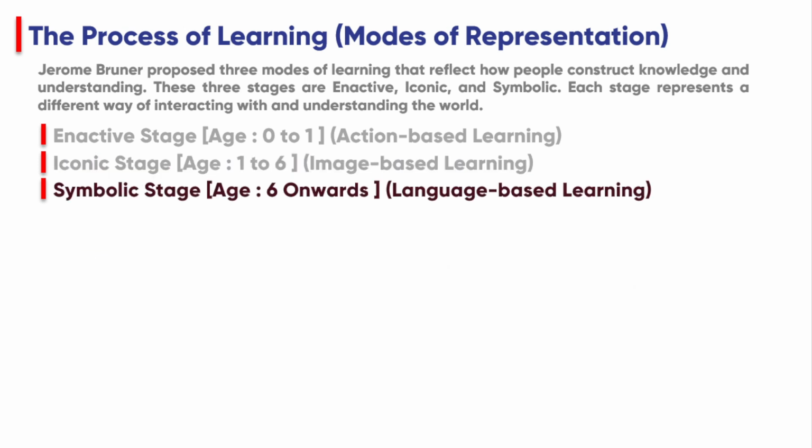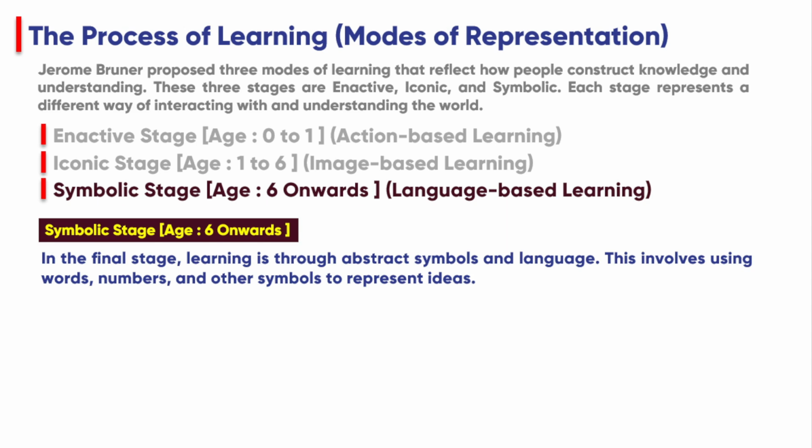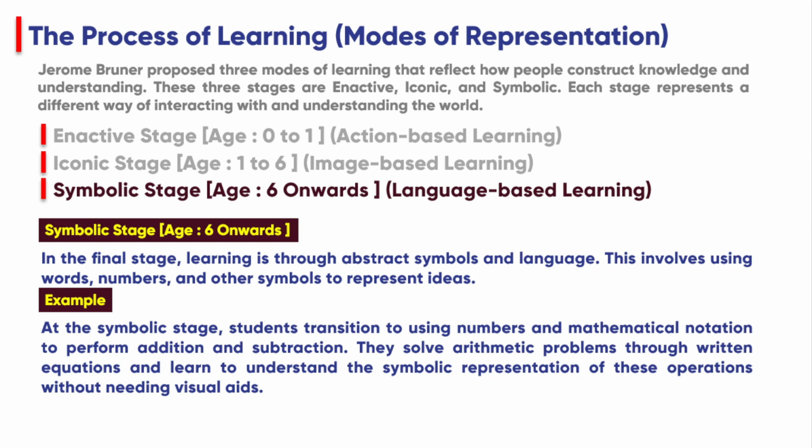The last stage is the symbolic stage. This is from 6 onwards. This is the language-based learning stage. In the final stage, learning is through abstract symbols and language. This involves using words, numbers, and other symbols to represent ideas. At the symbolic stage, students transition to using numbers and mathematical notations to perform addition and subtraction. They solve arithmetic problems through written equations and learn to understand the symbolic representation of these operations without needing visual aids.